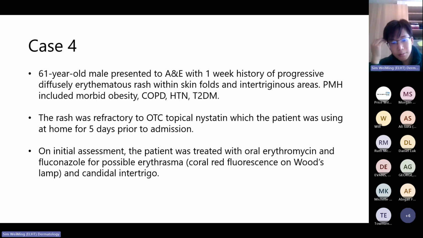And then when he went to A&E, the doctors thought he had intertrigo, and they thought he had erythrasma. So erythrasma is sort of a bacterial infection. I forgot which bacteria, I apologize. But the medical team started him on oral erythromycin and fluconazole, and knowing the theme of this lecture, you suspect what's going to happen next.